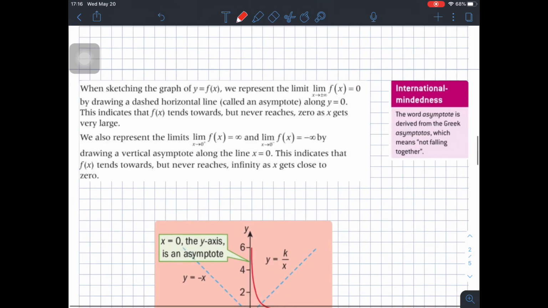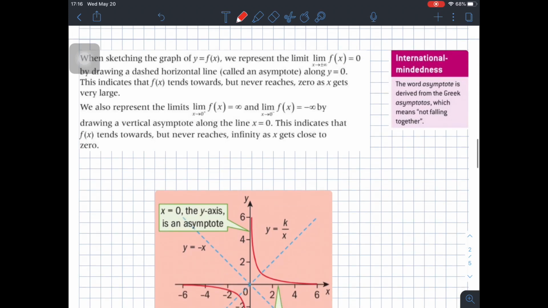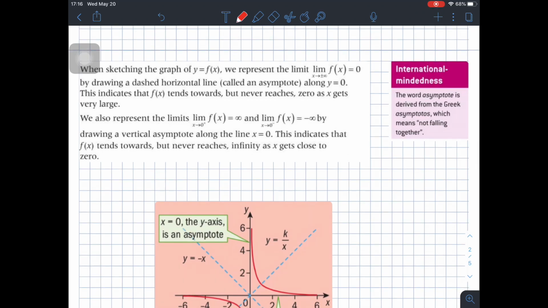Then we have this. It says, when sketching the graph y equals f of x, we represent the limit of f of x when x approaches either positive or negative infinity equals 0 by drawing a dashed horizontal line called an asymptote along y equals 0. This indicates that f of x tends towards but never reaches 0 as x gets very, very large.